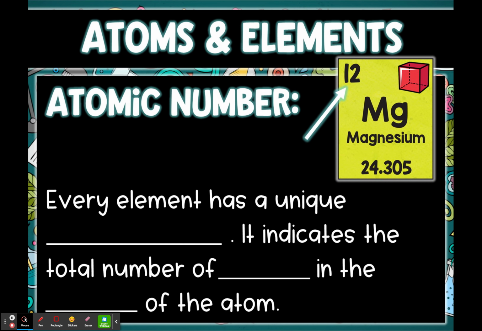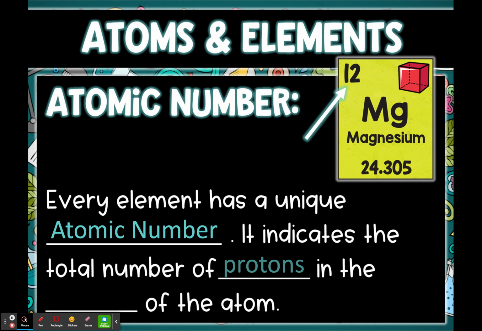Here you can see the element magnesium. So up at the top, typically on the left, you will see what's called its atomic number. So every element has a unique atomic number. It indicates the total number of protons in the nucleus of that atom. So magnesium has an atomic number of 12, meaning it has 12 protons.